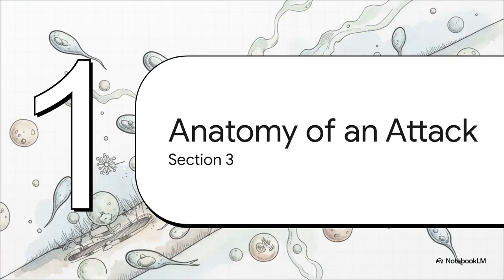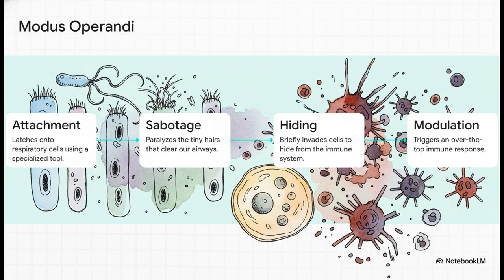So you're probably wondering, how does this tiny, minimalist thing cause so much trouble? Well, let's break down its anatomy of an attack step by step. Okay, its attack is basically a 4-step masterclass in sabotage. Step 1, precision attachment. It uses this specialized little tool to latch right onto the cells lining our airways. Step 2, ciliary sabotage. This is huge. It paralyzes the tiny little hairs, the cilia, that are supposed to be cleaning our airways. Step 3, it actually hides inside our own cells for a bit, playing hide-and-seek with our immune system.